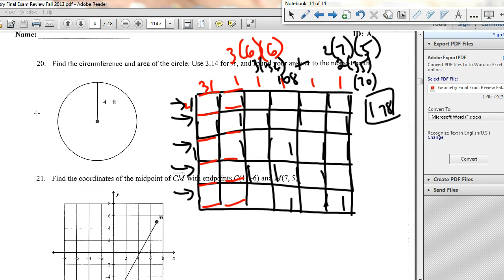Alright, we're running low on time, so I'm going to try and hurry up. Circumference questions I think you can figure out on your own.